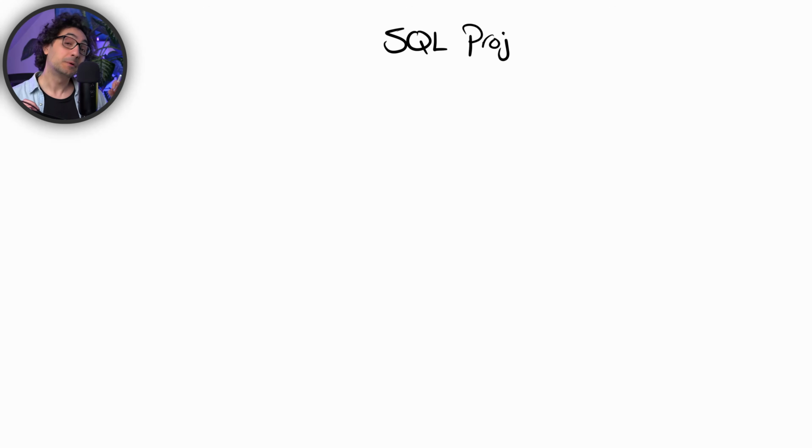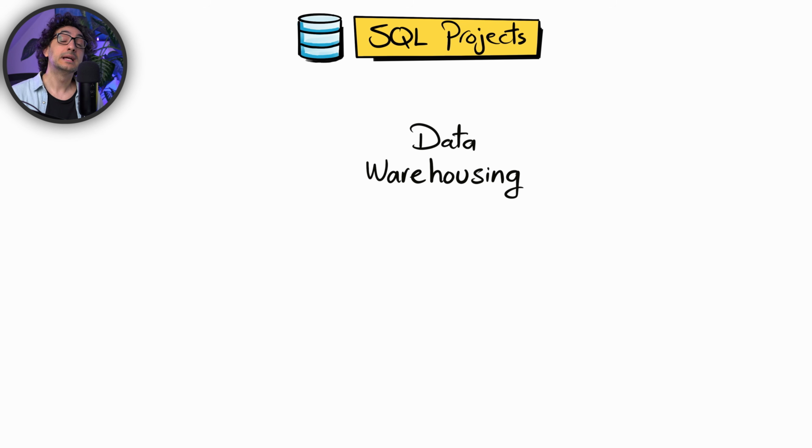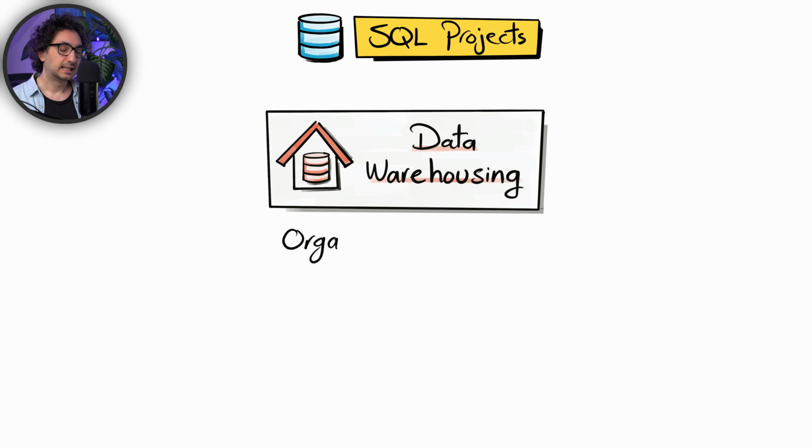Alright my friends, so now if you want to do data analytics projects using SQL, we have three different types. The first type of projects you can do is data warehousing. It's all about how to organize, structure, and prepare your data for data analysis. It is the foundation of any data analytics project.